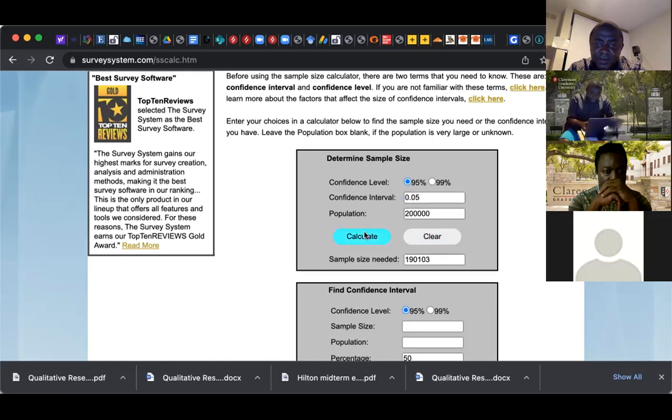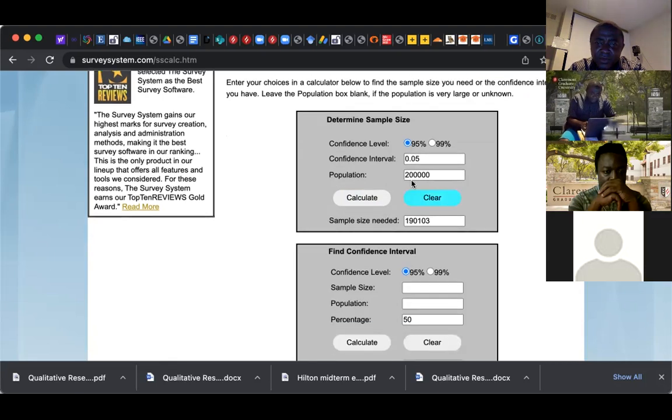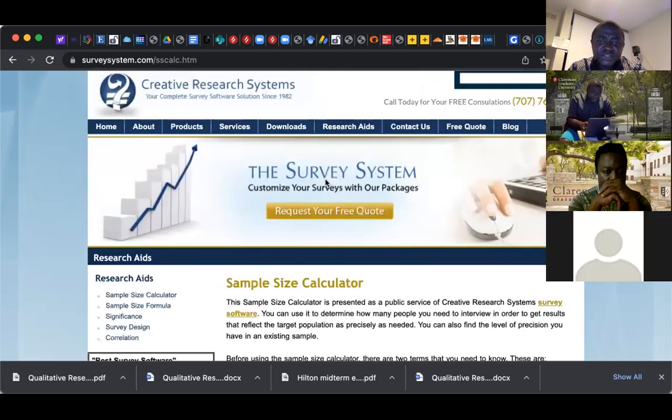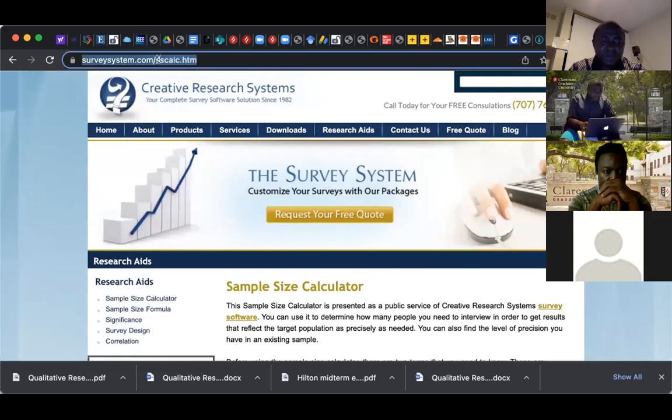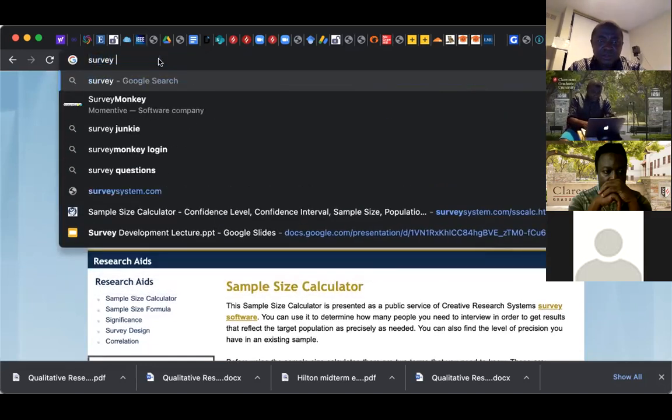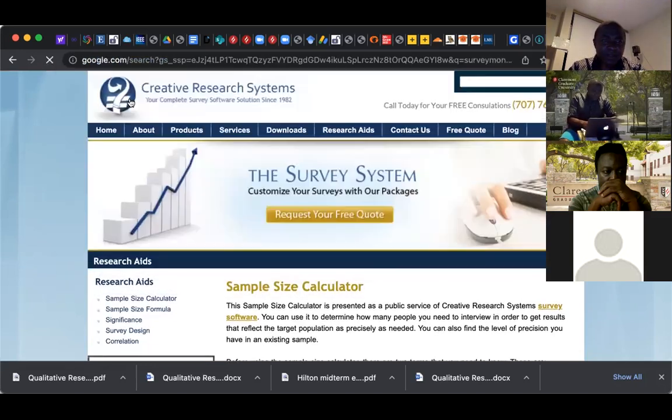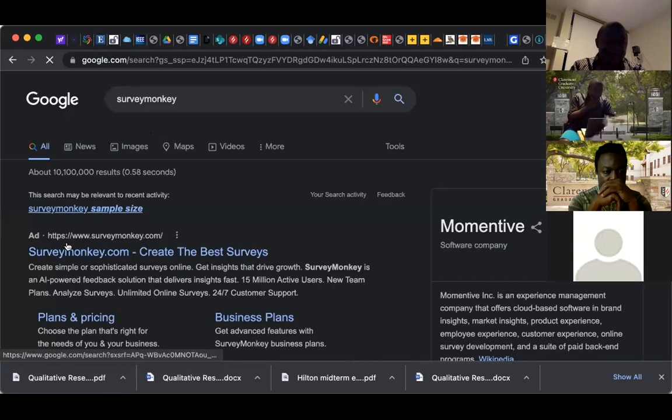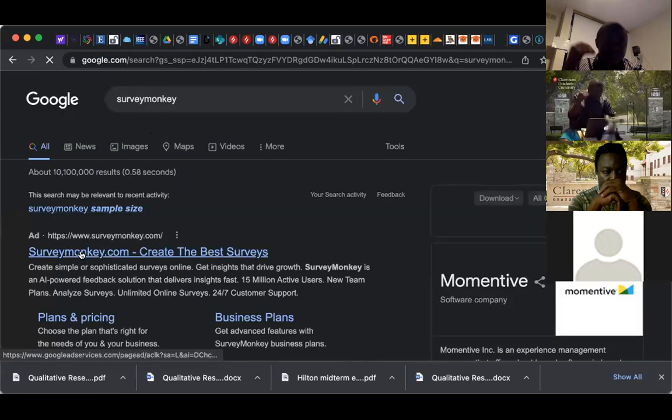Calculate, 0.05, and then confidence. I don't know if this one is really a good one. Let me use Survey Monkey. Survey Monkey should be good. Sample size calculator.